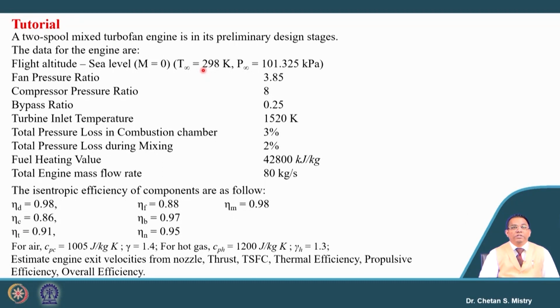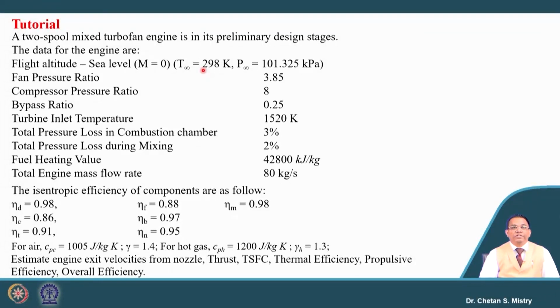Next, it says the compressor pressure ratio is 8, bypass ratio is 0.25. Now, you can say this number is less than 2, that means it is a low bypass ratio configuration. So, when we say low bypass ratio configuration, you realize the configuration we are discussing may be from a fighter engine. Yes, it can easily be guessed. Next, we have turbine entry temperature of 1520 Kelvin.